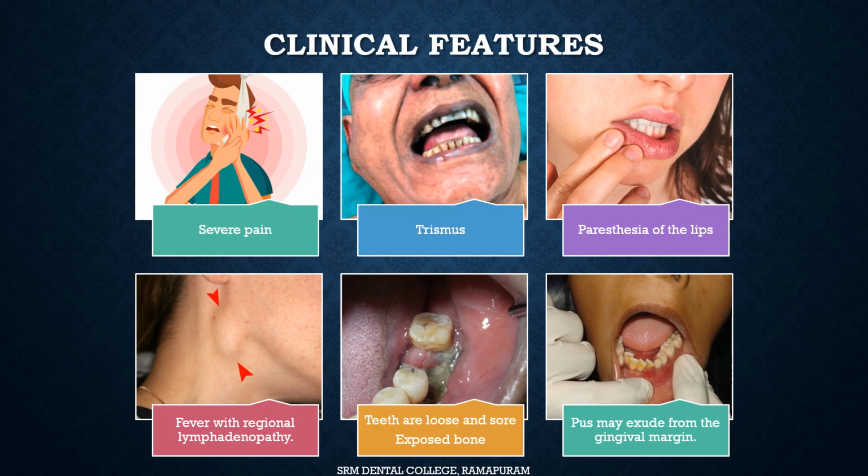So a person suffering from acute suppurative osteomyelitis experiences severe pain, trismus, paresthesia of the lips if the mandible is involved, fever, and regional lymphadenopathy. Within the oral cavity, teeth involved in that particular area may be loose and sore, and the patient might find it difficult to chew any food in that region. Exposed bone may also be noted in that particular area. Pus may also be seen extruding from the gingival margin.